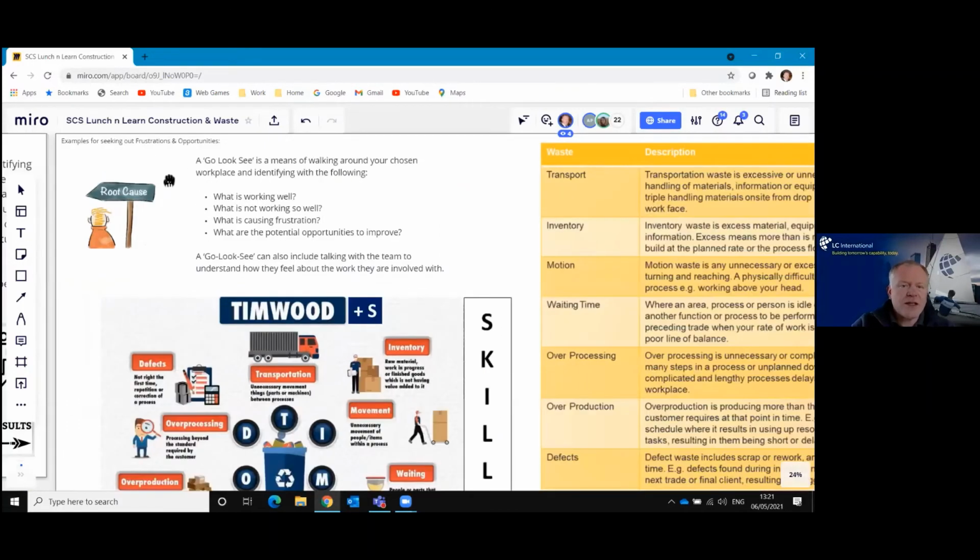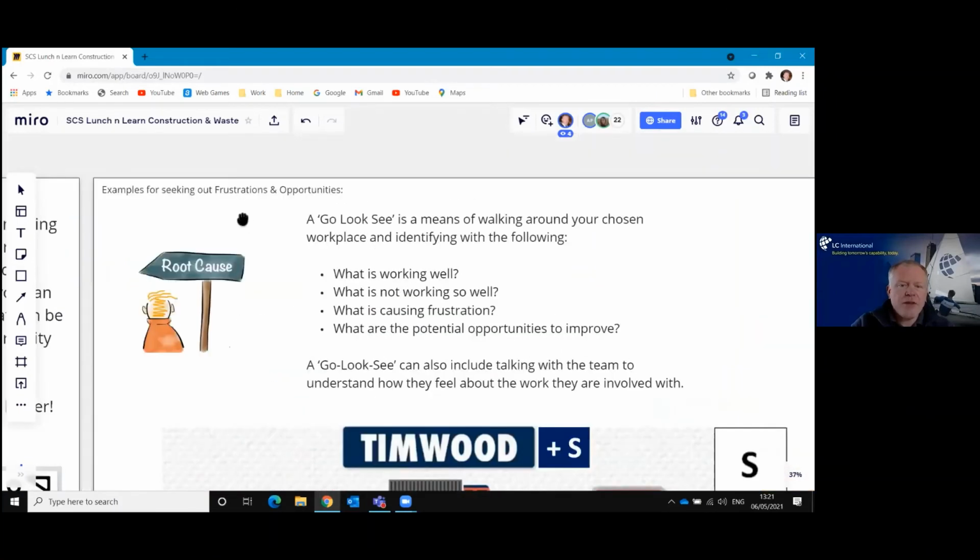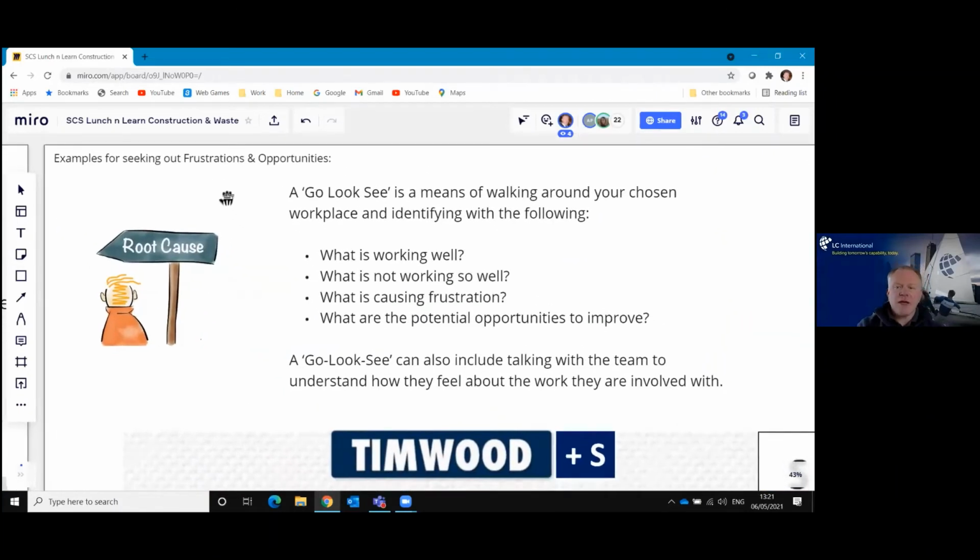Well, the first thing I'd like to share with you is a principle we call go, look and see. And go, look and see is about getting out into your workplace and taking a step back and just observing what's currently happening. Observe the process, observe your colleagues, and understand what is it that's actually happening.